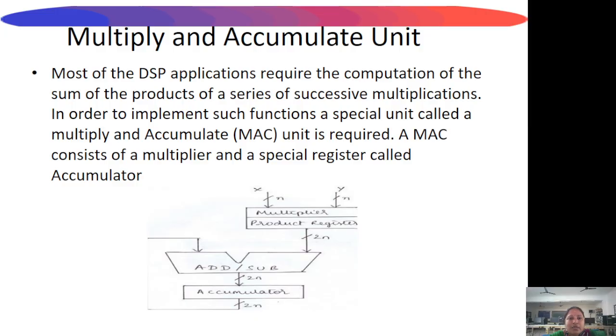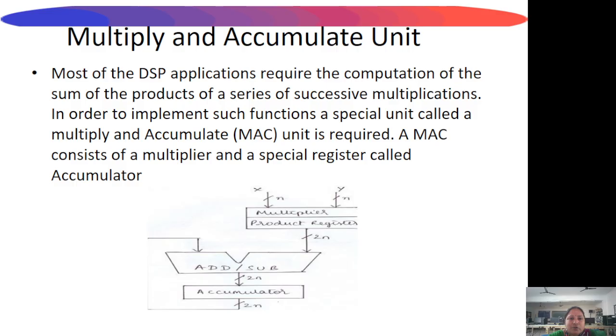A MAC unit combines a multiplier and an accumulator. It computes the operation A = A + B × C. This operation is completed in a single clock cycle. The accumulator stores intermediate sums. This greatly improves computational speed.